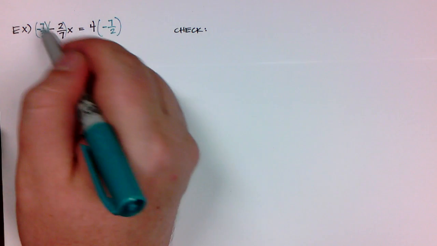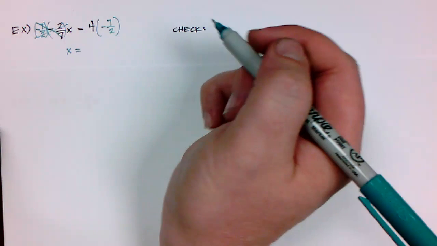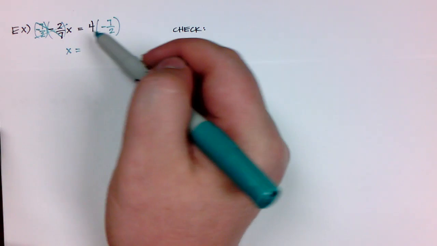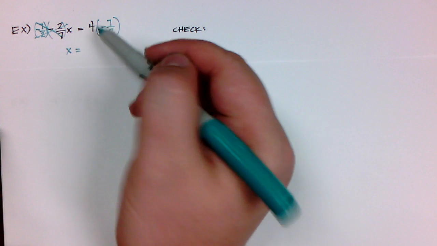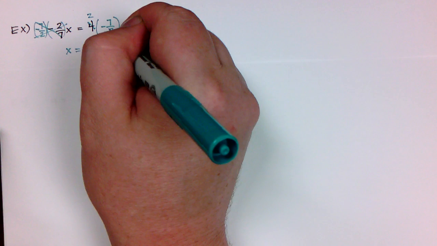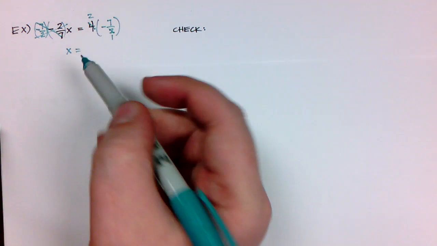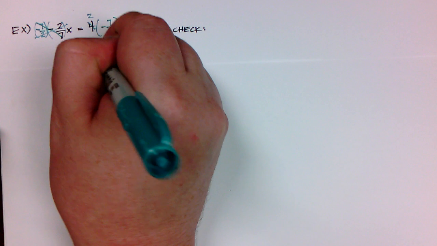So then, when I cross cancel, the 7's cross each other out, and the negative 2's cross each other out, and on the left side I'm left with x. And on the right side, I can either multiply straight across, or I can see if I can reduce anything, and I can. The 2 and the 4 reduce to 2 and negative 1. So really it's 2 times negative 7, which is negative 14.